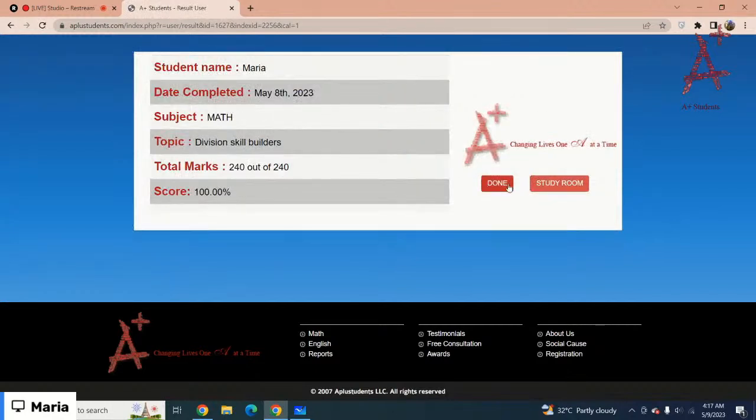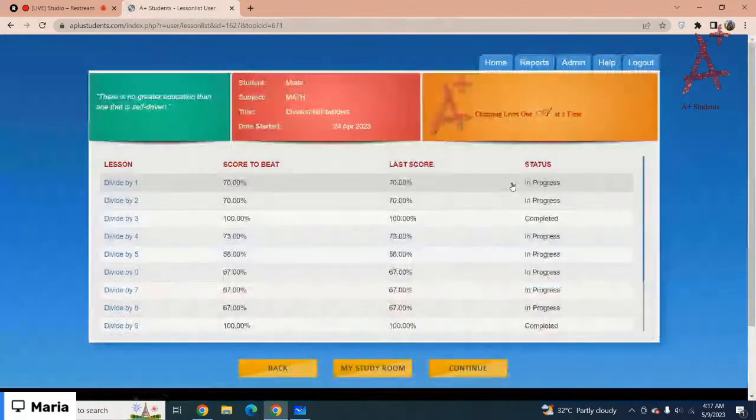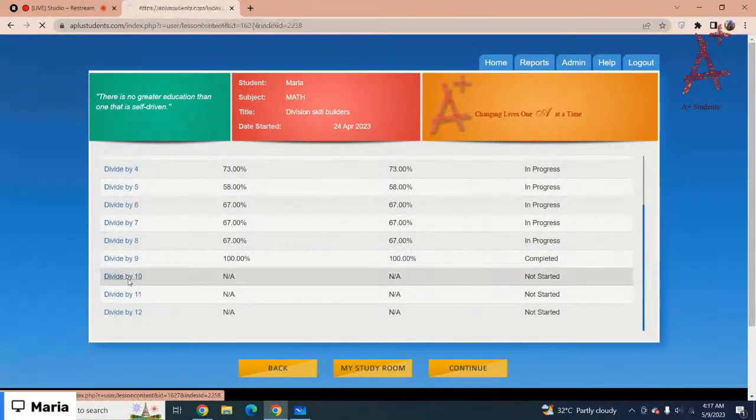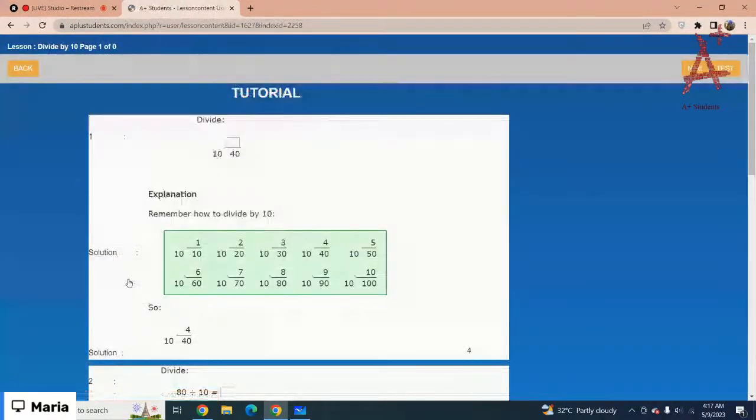Okay, we are done with the lesson. Let's just move on to the next one. The next one is divide by 10. And I think that would be the easiest table. Divide by 10. 10 times what number is 40?